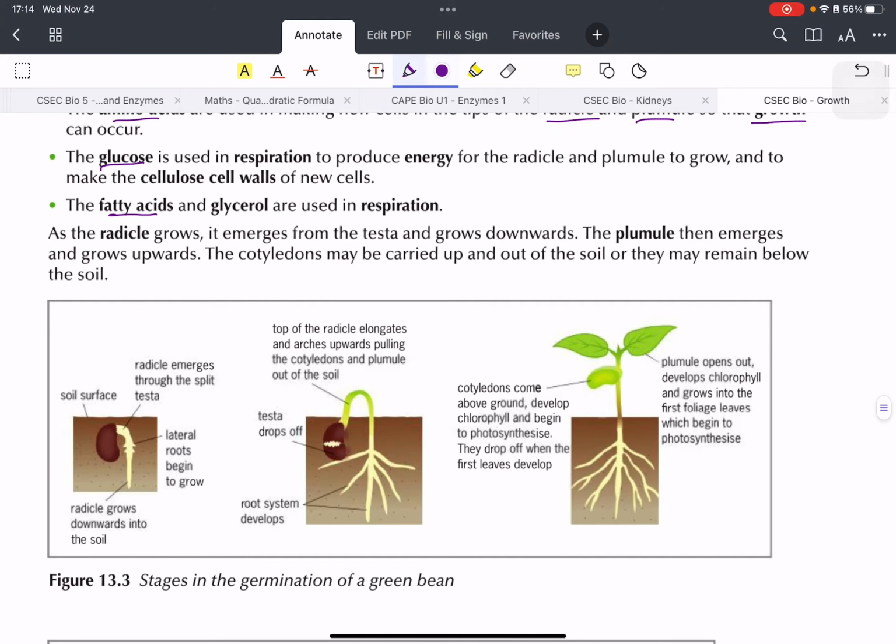And as we said before, the radicle becomes the root. Okay? And you can see it in this diagram here. Here's the radicle, and here's the root system. Right? And obviously the plumule will then grow upwards. Okay, so here's your plumule. It develops into the stem and the leaves. Okay, very easy, I think, very simple to understand.